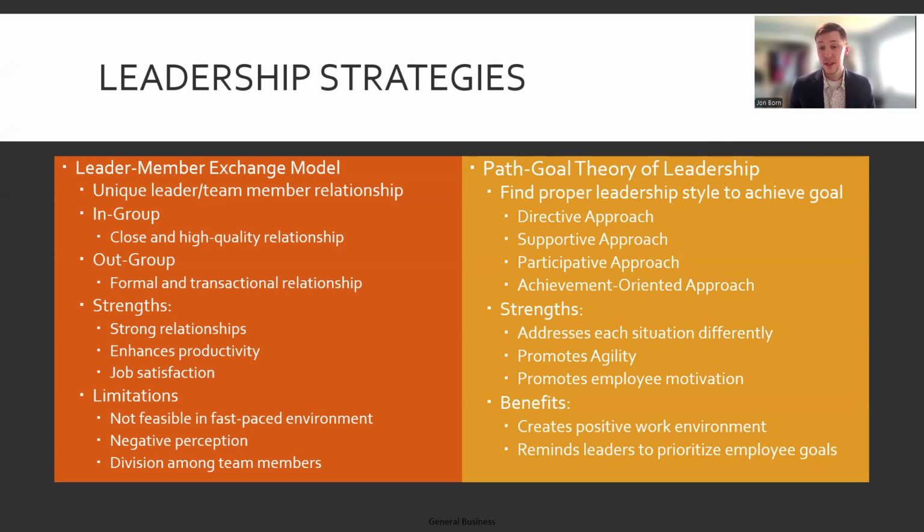Strengths: it addresses each situation differently, promotes agility, and promotes employee motivation, right? Because each situation is different, so you're molding your approach around the situation. The benefit is that it reminds leaders to prioritize employees and their overall goal of being the leader, and it creates a positive work environment as well.